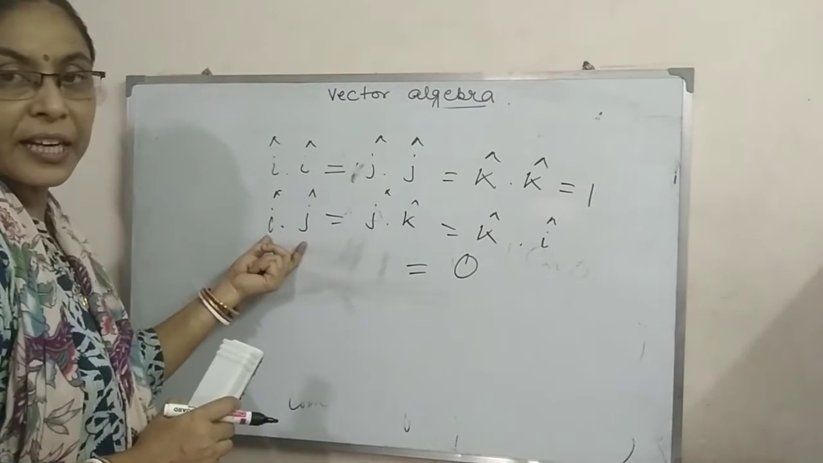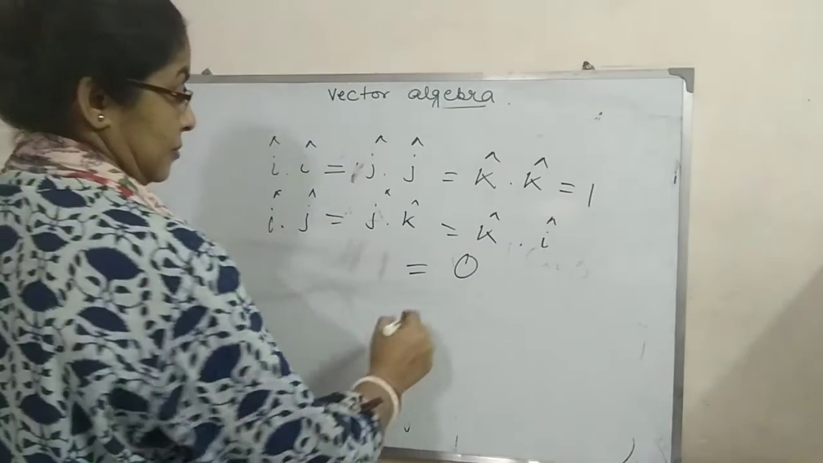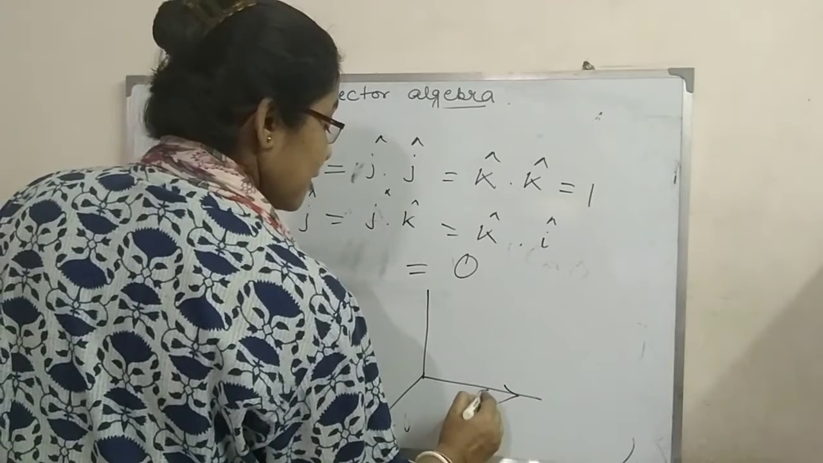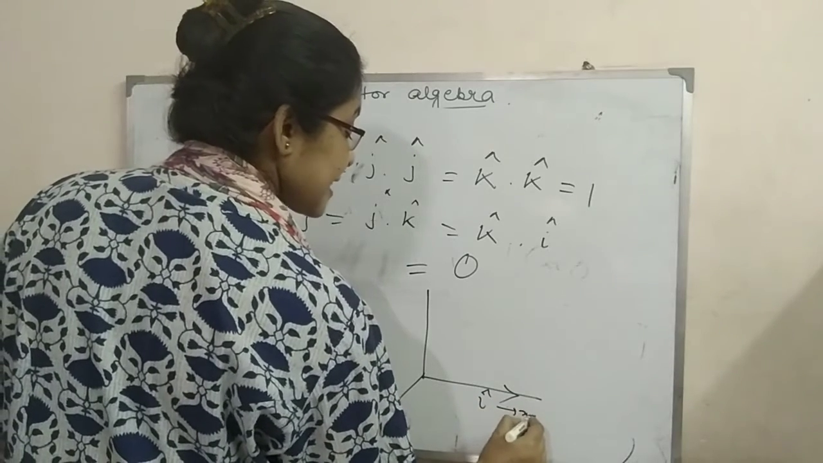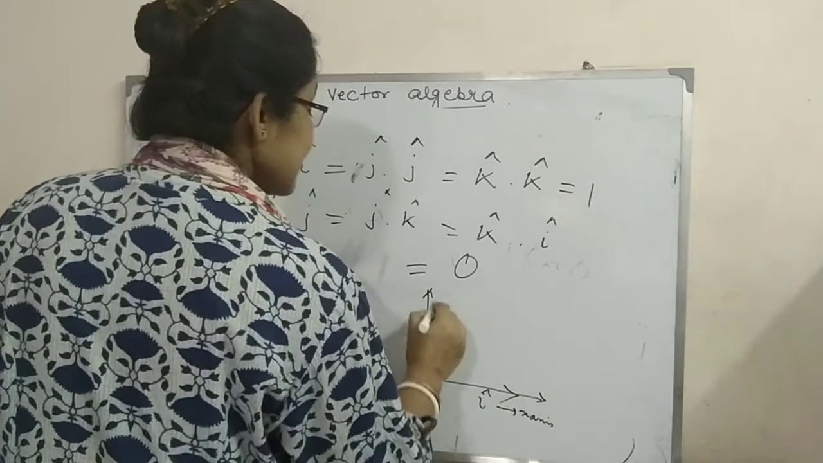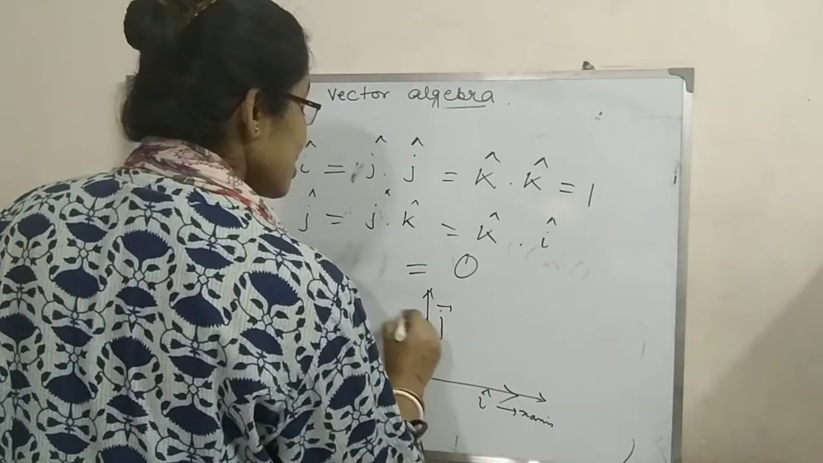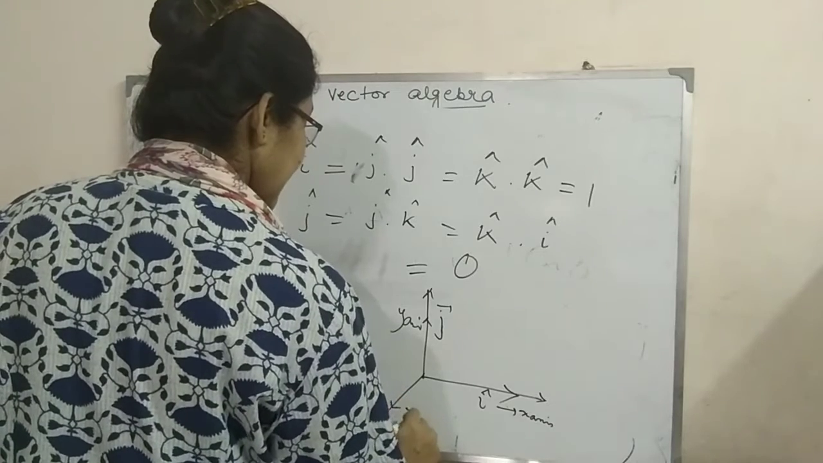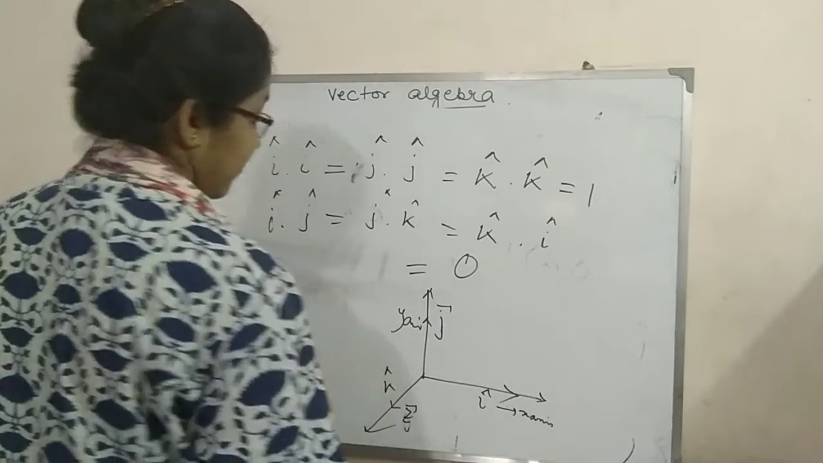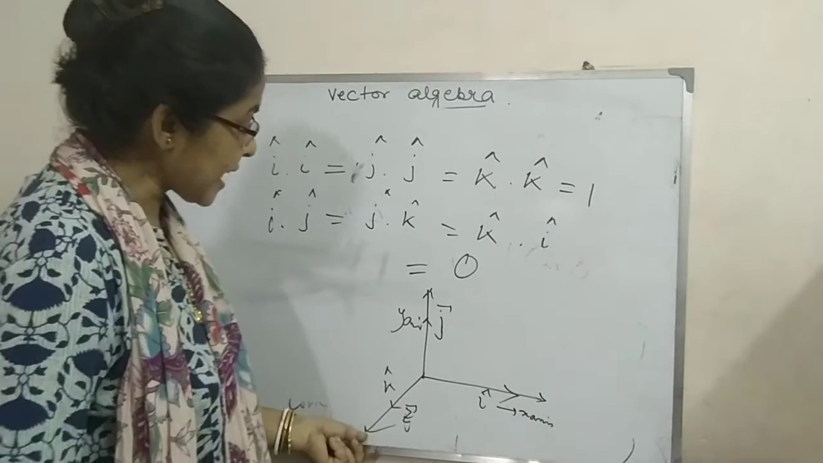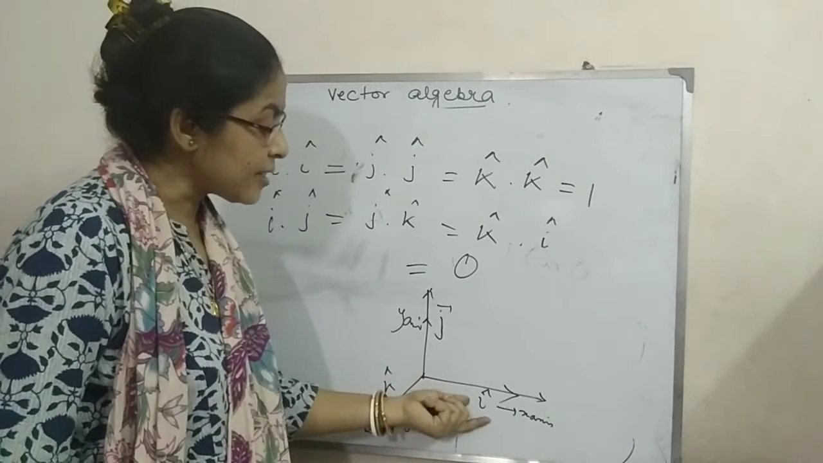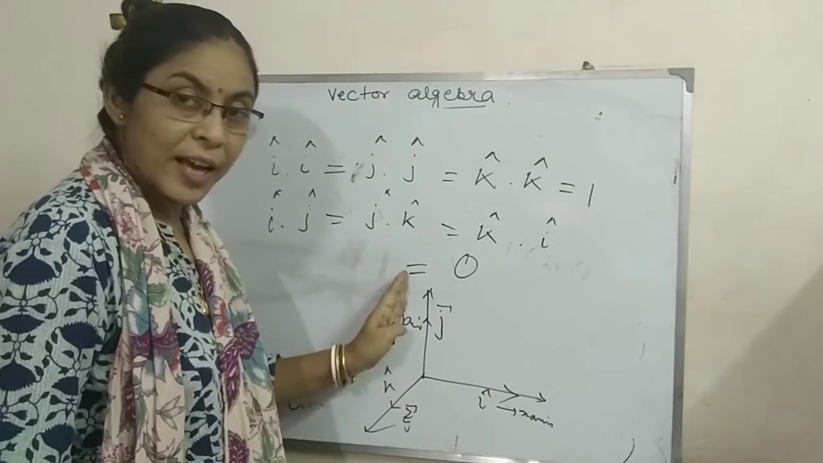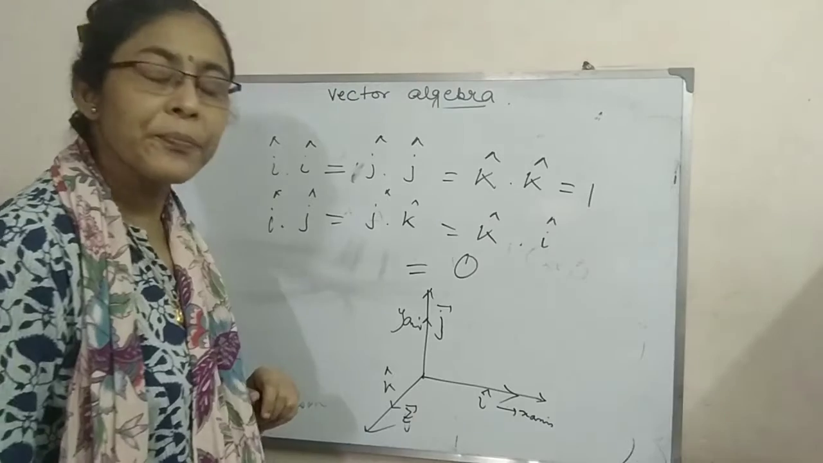the angle between vector i and vector j is 90 degrees. Vector i is in the direction of the x axis, vector j is in the direction of the y axis, and vector k is in the direction of the z axis.